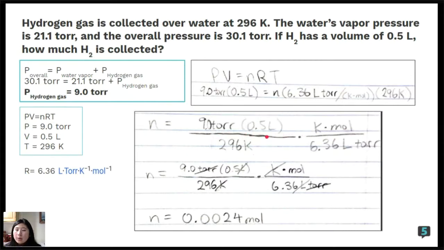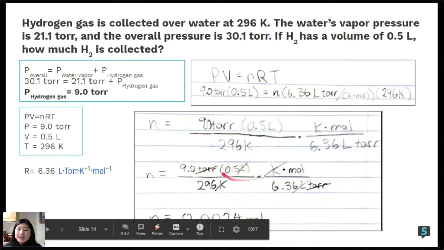So you want to remember to keep track of the units, right? I have the units all written out over here so that I can show them that when I cross it out, it makes sense. So I'm crossing out the torrs and the torrs, kelvins with the kelvins, because one is on the numerator and the other one is on the denominator. And after we cross out all the values, we're left with the moles on the numerator side.